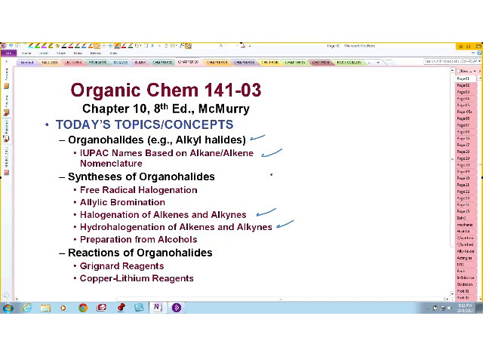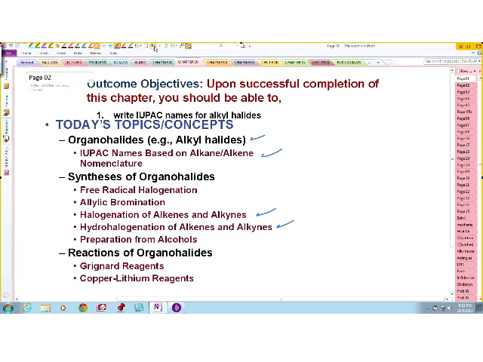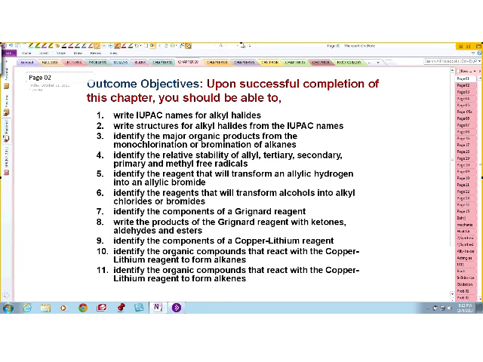So we are going to start Chapter 10 today. I think we should be able to finish Chapter 10 today. Of course, on this slide, you have a list of outcome objectives. These are the list of topics and concepts that you should master upon completion of this chapter. So I will advise you to use this list of outcome objectives as a study guide for studying the content of this chapter.